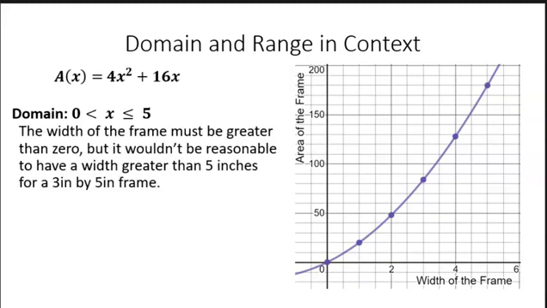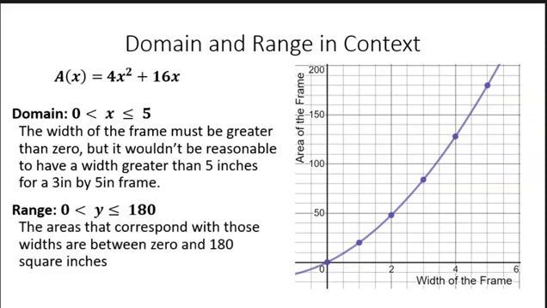With the range, if we assume that x can be greater than 0, but less than or equal to 5, we need to find the corresponding y values. When x is 0, y is 0. And when x is equal to 5, y is equal to 180. This makes the range y values that are greater than 0 and less than or equal to 180 square inches.